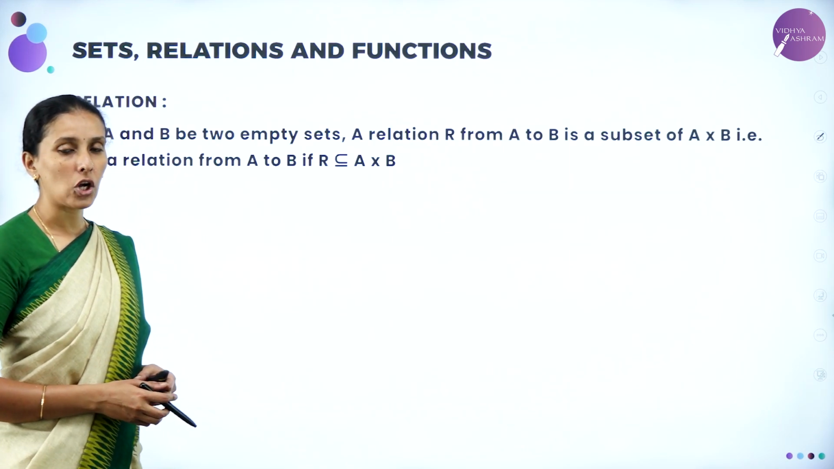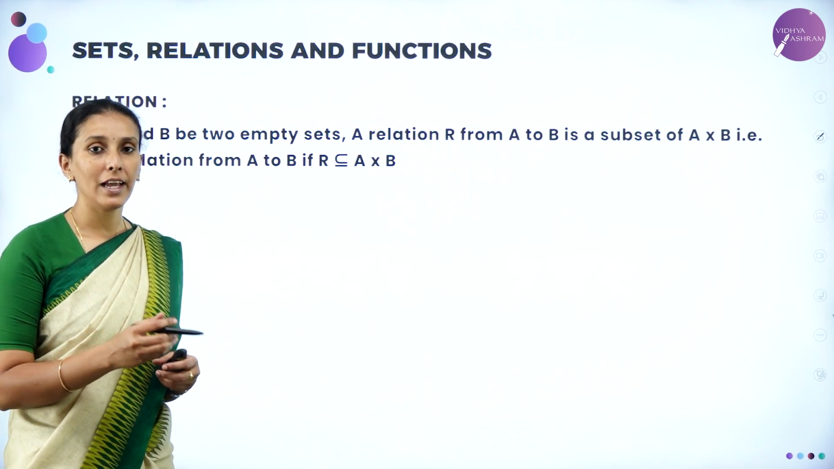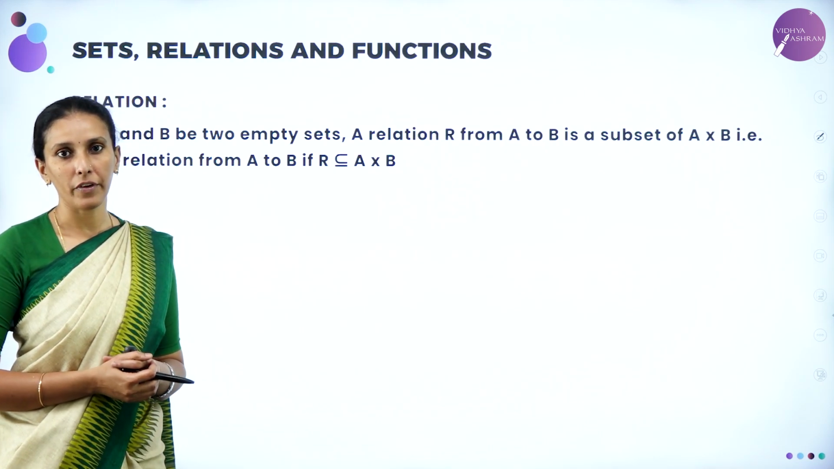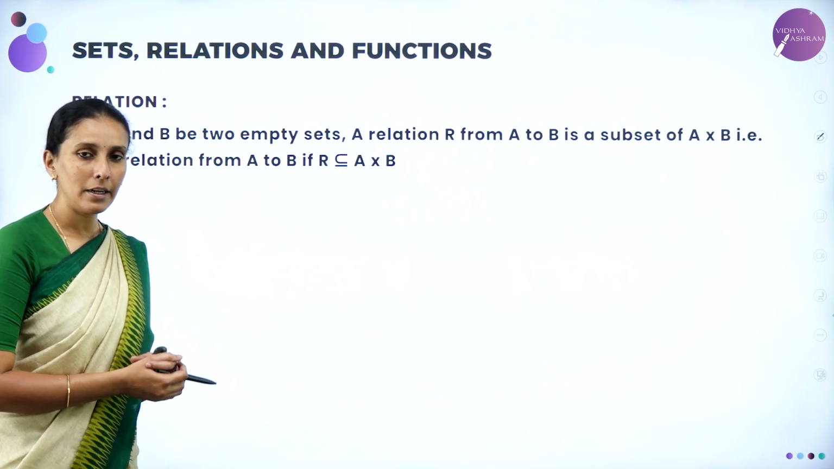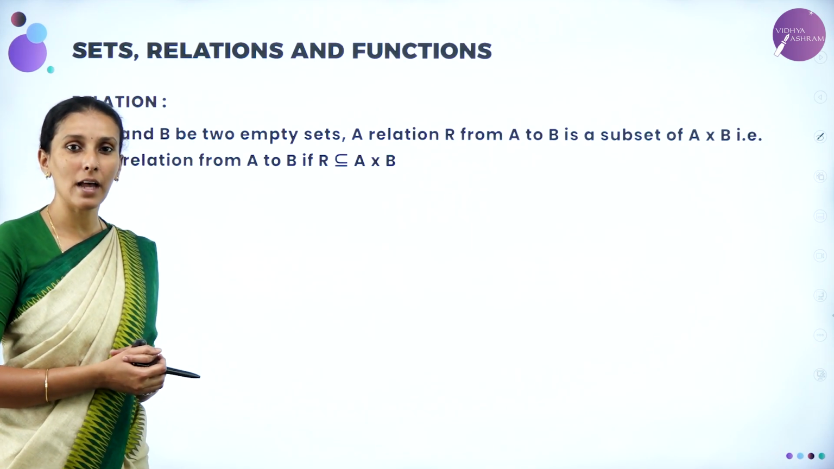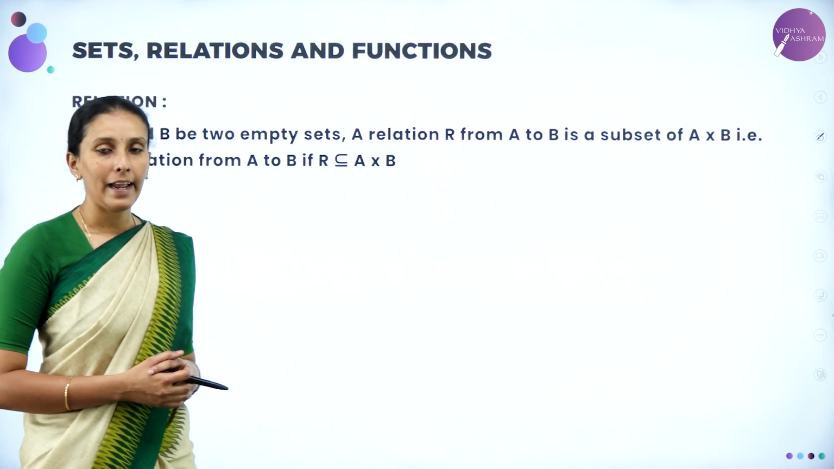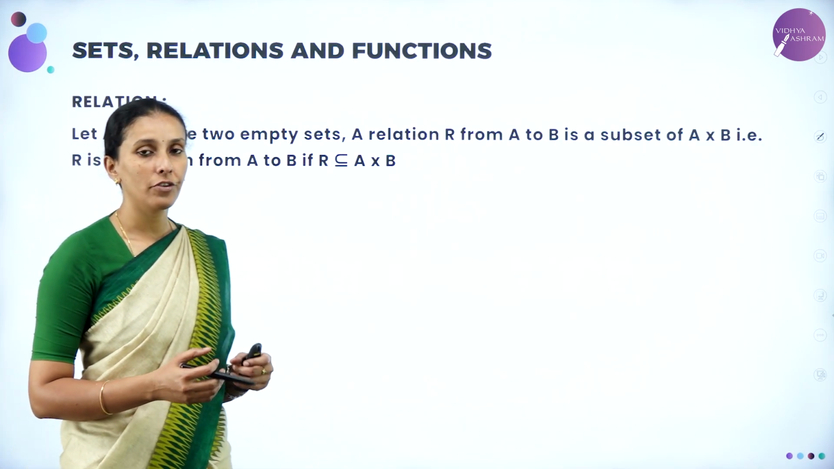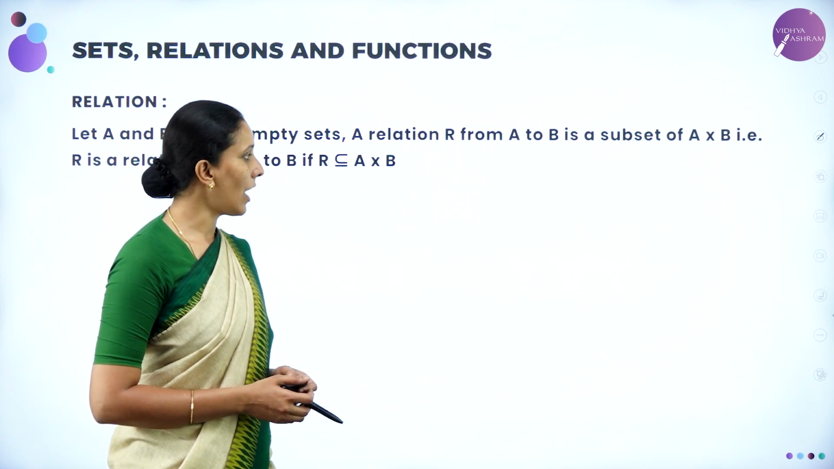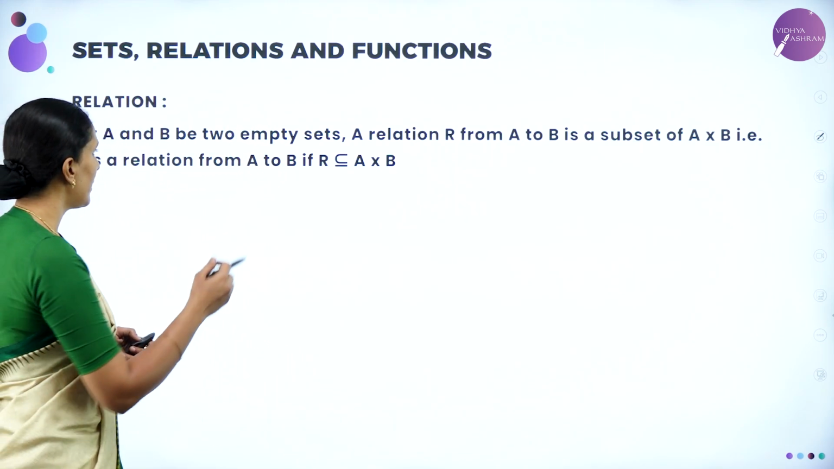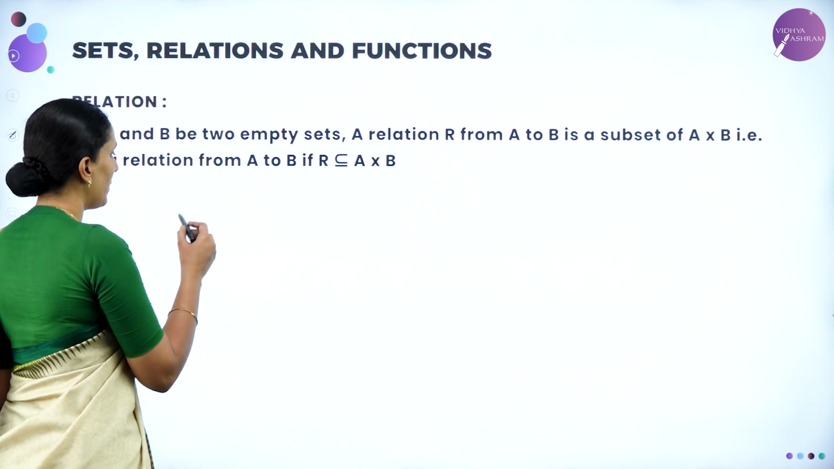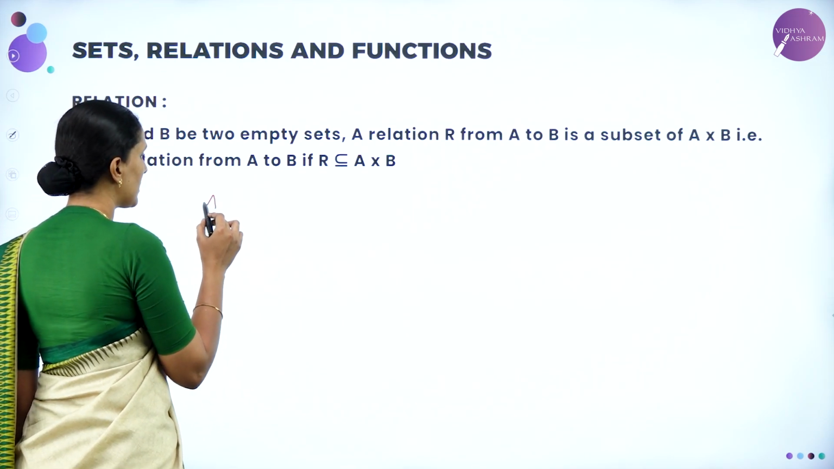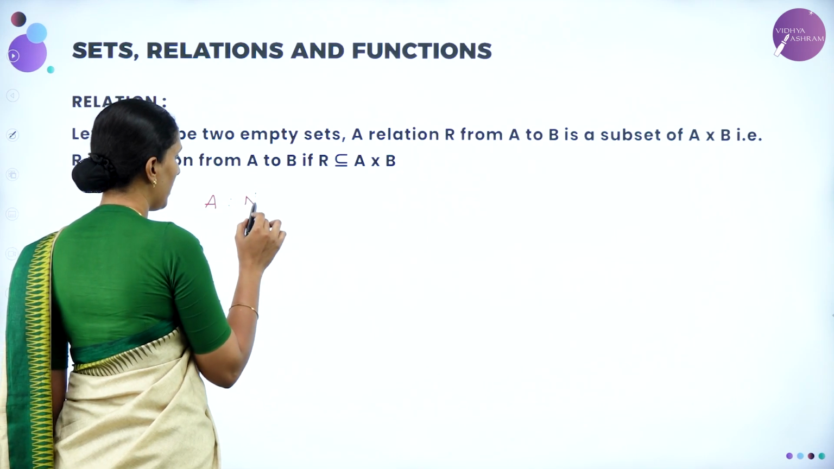Next, we come across the concept of relations. So relations are nothing but the subsets of a Cartesian product. That means the elements of A and B will be connected with some relation between them. Let A and B be sets, and a relation from A to B is a subset of the Cartesian product, and it is denoted as R, a subset of A cross B. Now let me take an example in the set A of natural numbers.